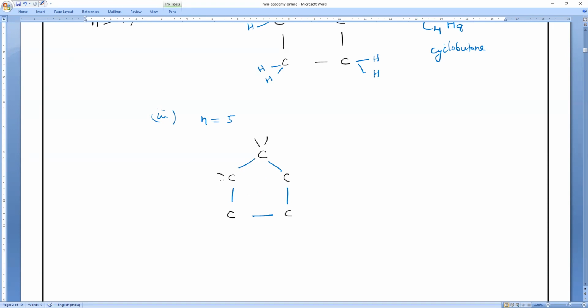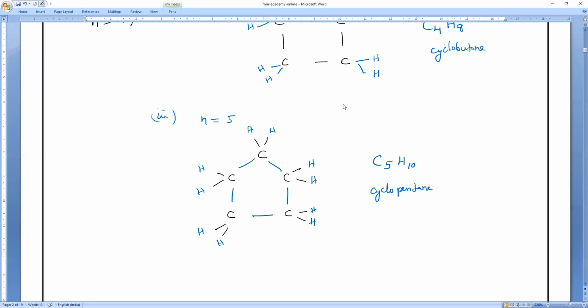So how many bonds are remaining? Anybody? 2 bonds. How many bonds does each carbon have to satisfy? 4 bonds. 2 are already satisfied, then 2 more. So this is C5H10. What is the name of this one? Cyclopentane. Okay. Now cyclopentane.